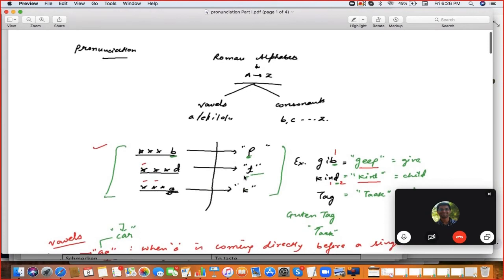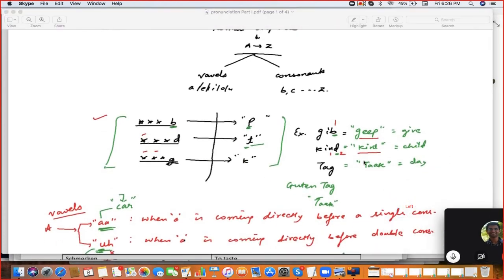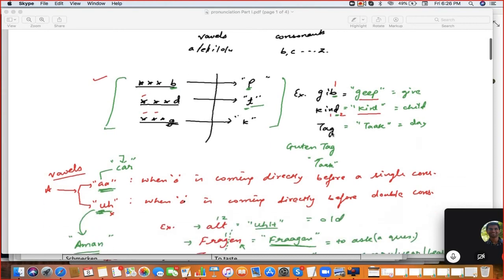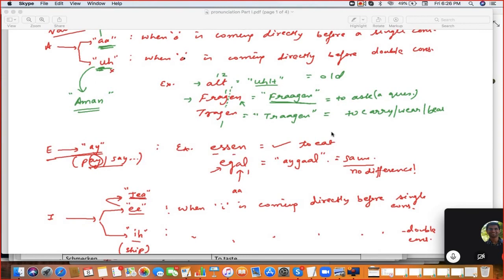Now just come to the top. Revise the rule. Try to speak the examples directly, whatever you can see in front of you. Geep. Kint. Tag. Next is A. A has two sounds.